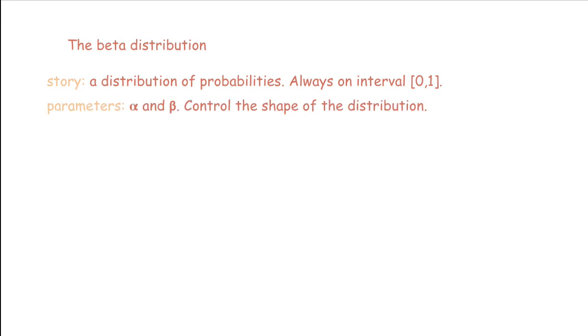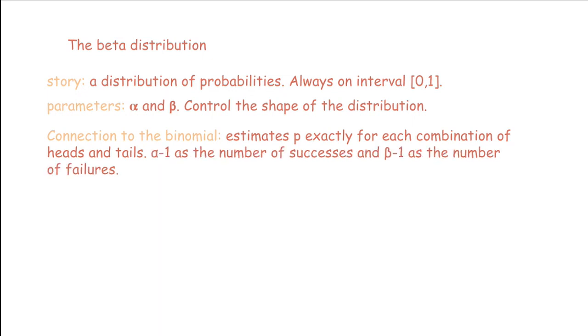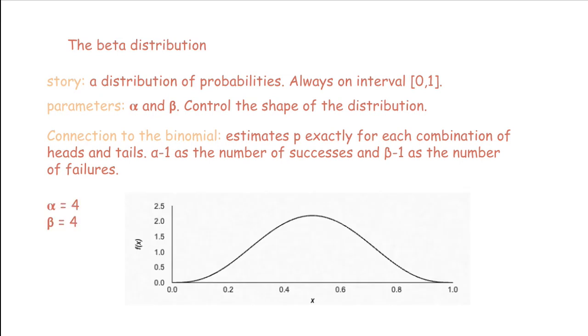To express beliefs about the probability of each probability, we use the beta distribution. As such, it will always be set on the interval 0 to 1. Like the gamma, it has 2 parameters, alpha and beta. They control the shape of the distribution. The beta has a very strong connection to the binomial, since it gives a closed form to the probability of p for every combination of heads and tails. Simply plug alpha minus 1 as the number of heads and beta minus 1 as the number of tails, and you get it. For example, if they are equal, the most likely p is 0.5.